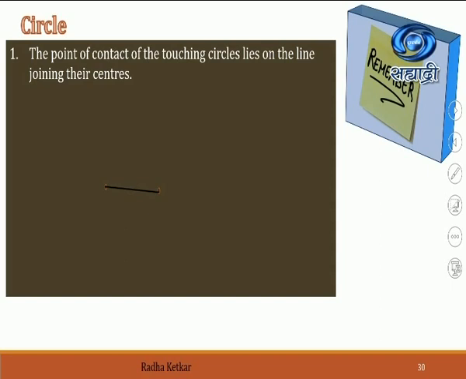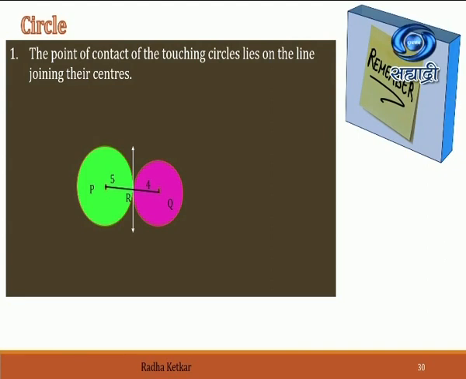So important point: the point of contact of the touching circles lies on the line joining their centers. So you can see these are externally touching circles. The first circle has radius 5, another one has radius 4. Then what should be the distance between these two centers? Here, as the points are collinear, we can add these distances. That means we can add the radii and get the distance between the two centers. For the first circle it is 5, for the second circle it is 4. So 5 plus 4 gives you 9. That will be the distance between the two centers, P and Q.